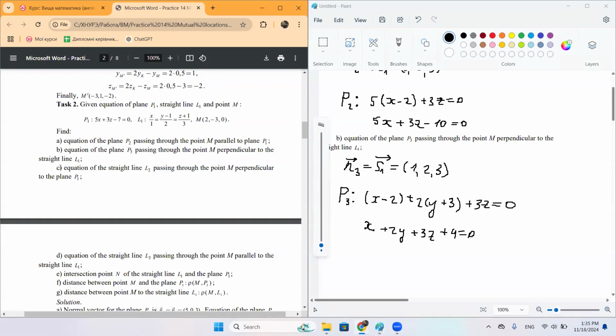Then we need to find the equation of the straight line L2 passing through the point M perpendicular to the plane P. So, how to solve?